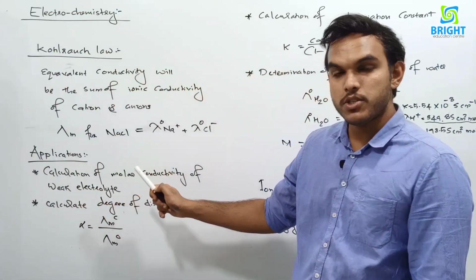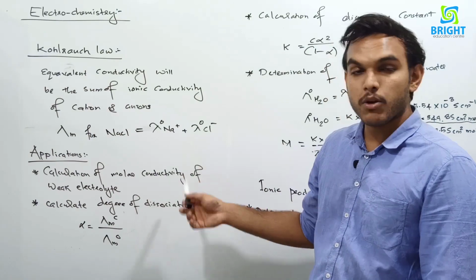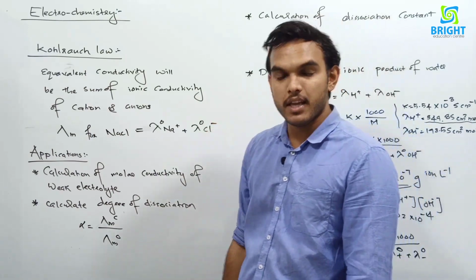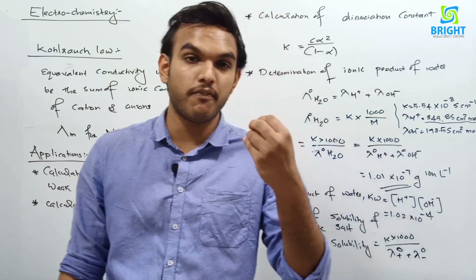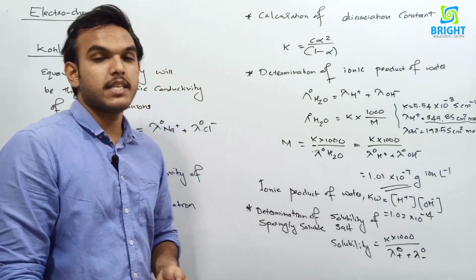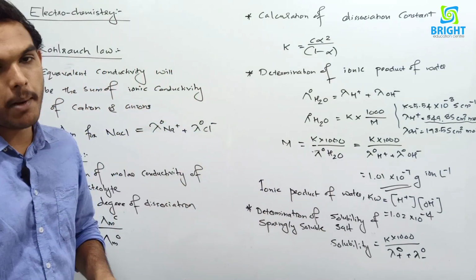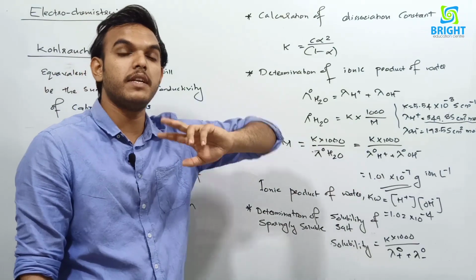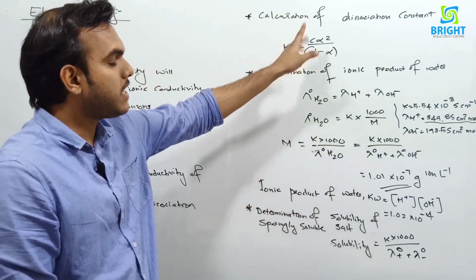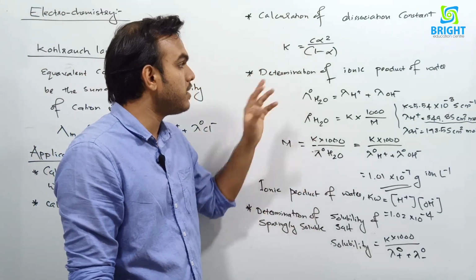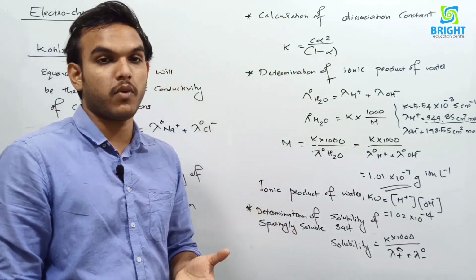The first application is to find the molar conductivity of a weak electrolyte. It is also used to find the degree of dissociation, that is alpha is equal to lambda mc divided by lambda m naught. It is used for the calculation of the dissociation constant Kc, that is C alpha square divided by 1 minus alpha, and it is also used to find the ionic product of water.